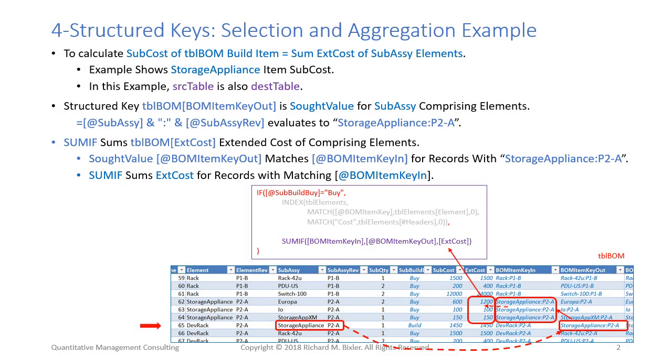If the subassembly is a build item, the SUMIF will be calculated. That SUMIF searches the BOM table BOM item key in field for element records matching the key BOM item key out for the subassembly to be built, and sums up the extended cost of all element records matching that key. In other words, it adds up the cost of all subassemblies needed to build the subassembly listed in this record as needed to build the element listed in this record. And that's the value of subcost for the storage appliance P2A in record 65.